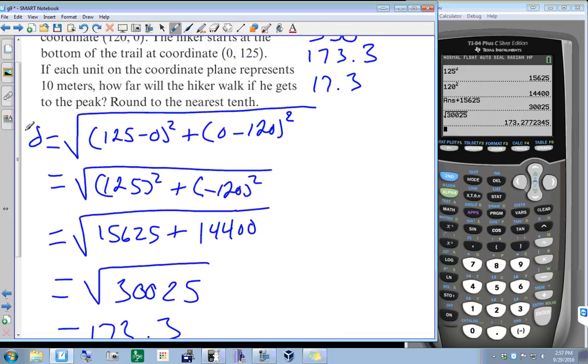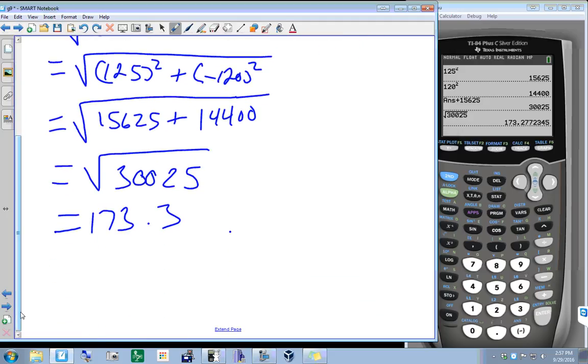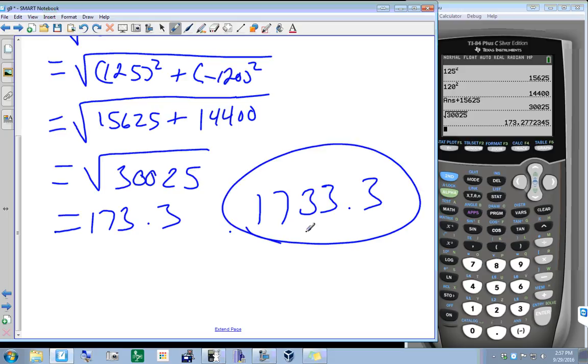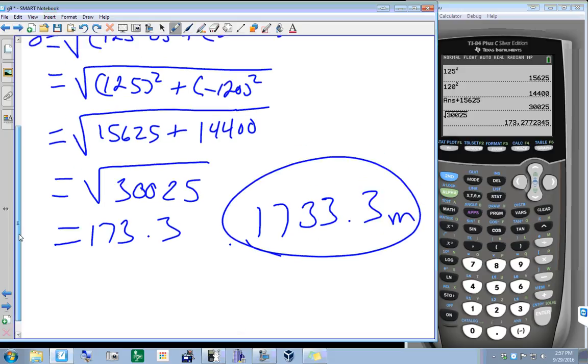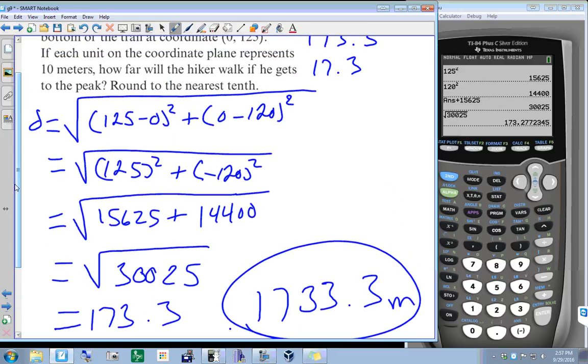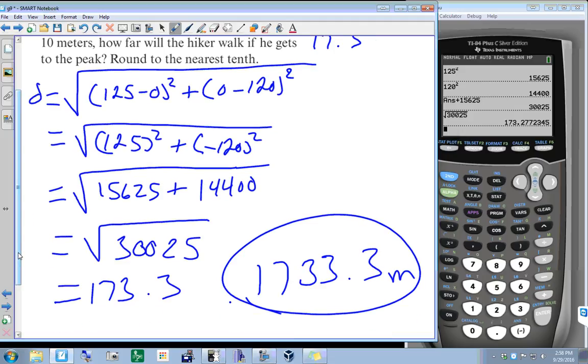It's not right, huh? If each unit on the coordinate plane represents 10 meters, so I still got to go and times that by 10 yet then. So that means that would end up being 1733.3 meters. Oh yeah, that should have been, yep, 1732. Yeah, you should probably not round until the very end.